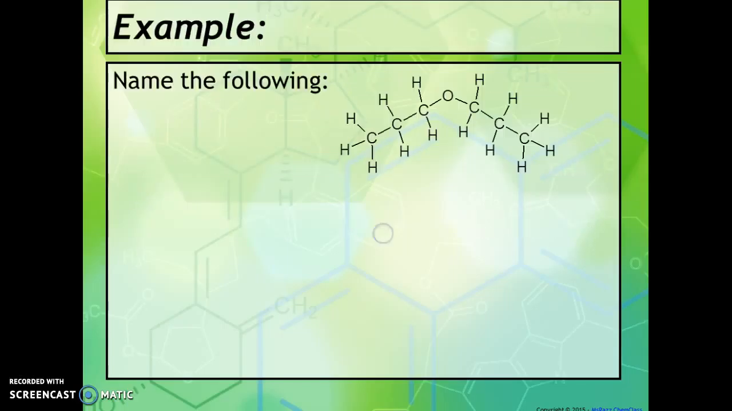So we'll try this one. All we're going to do is look at this oxygen in the middle. That tells us it's an ether, and we need to know what's on each side. Well, it's 3 long, so it's going to be a propyl on each side. So we call it dipropyl ether.